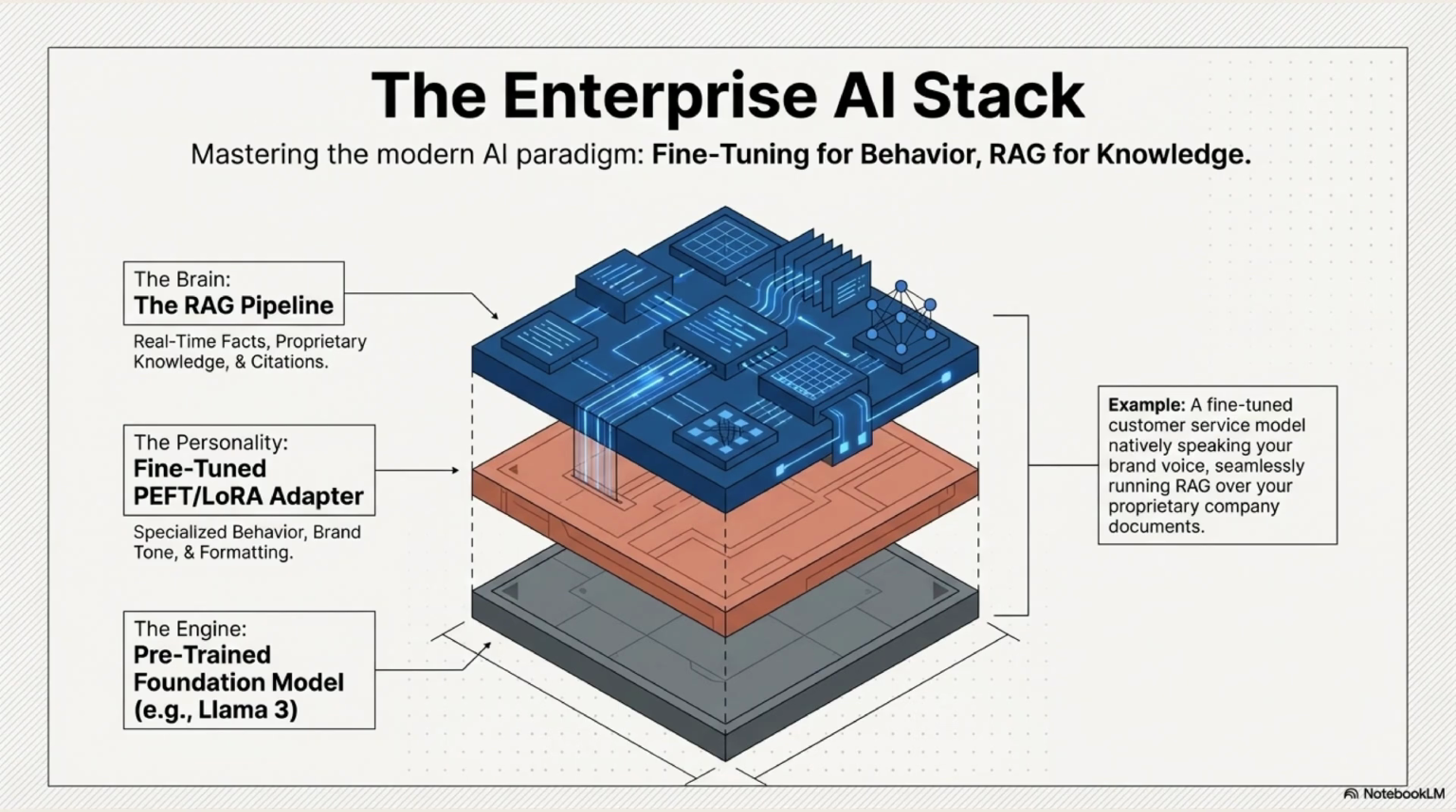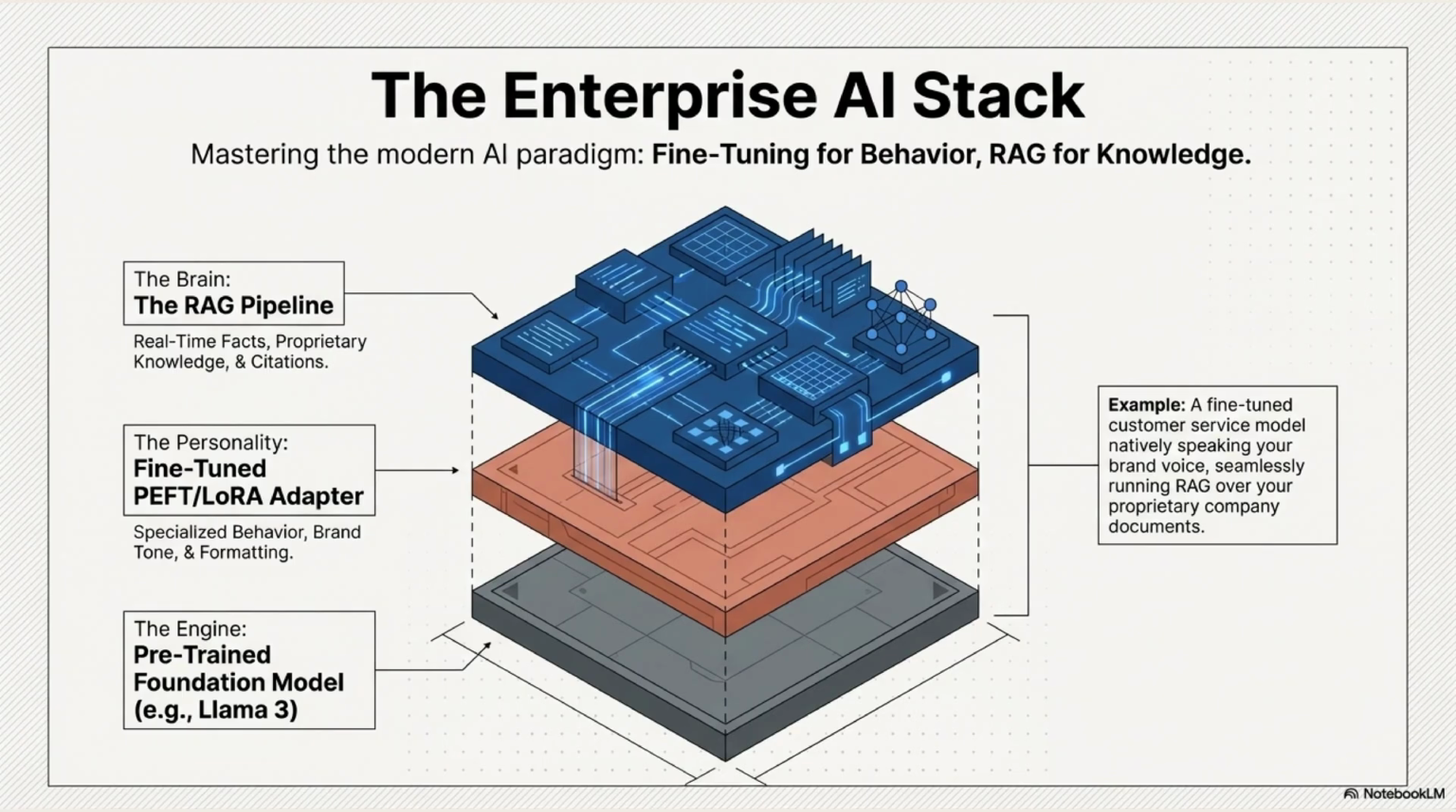In the middle, the personality, the fine-tuned PEFT or LoRA adapter. This is the layer that gives your model its specialized behavior, your brand voice, your formatting standards, your domain-specific communication style. As we covered in session 2.2, this adapter is lightweight. It sits on top of the foundation model without replacing it. At the top, the brain, the RAG pipeline. Real-time facts, proprietary knowledge, and citations. This is the live connection to your enterprise data. Every time a user asks a question, the RAG pipeline retrieves the most current, most relevant information and feeds it into the model's context.